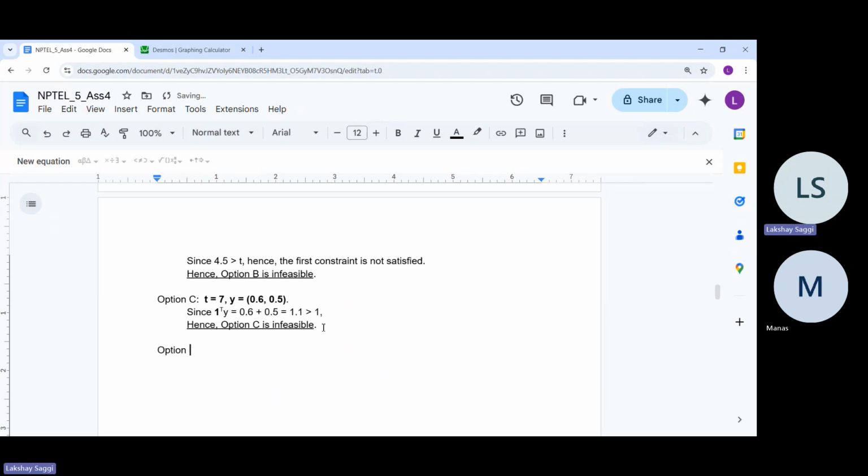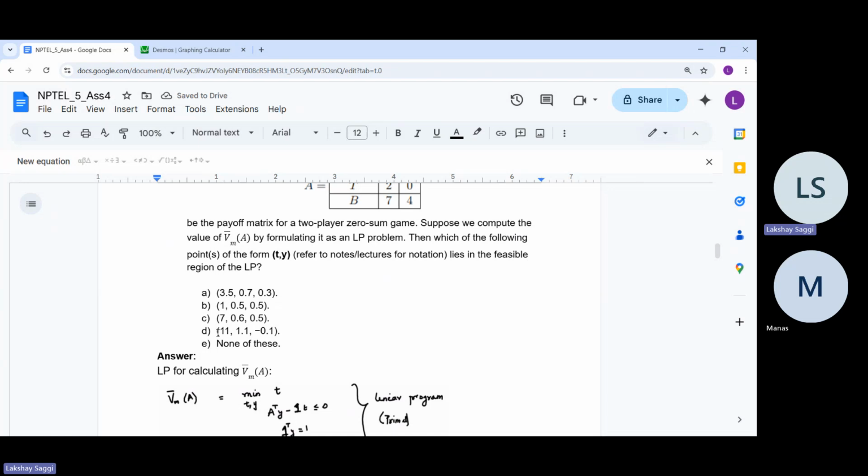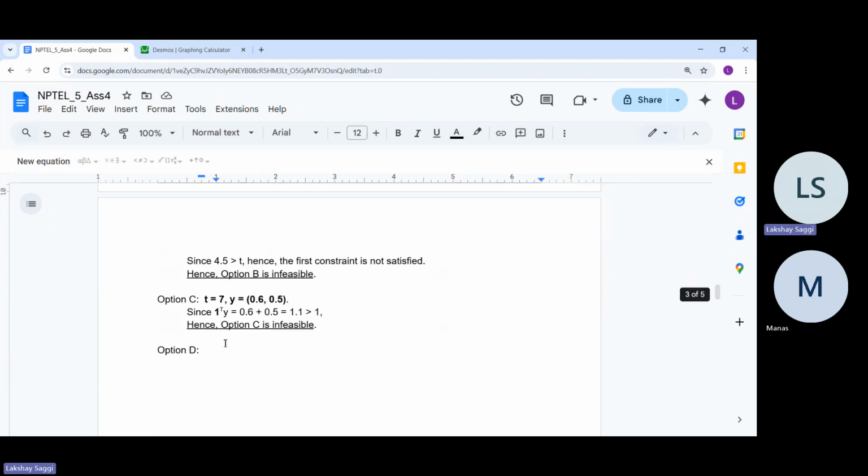So now let's come to option D maybe. I'm just doing this for all the options because all the options show actually different sets of constraints not being satisfied. So option B showed this constraint being infeasible. Option C was infeasible because of this constraint. And option D will be infeasible because of this constraint. All the y values should be non-negative, but here you can really see that one of the y values is negative, like minus 0.1.